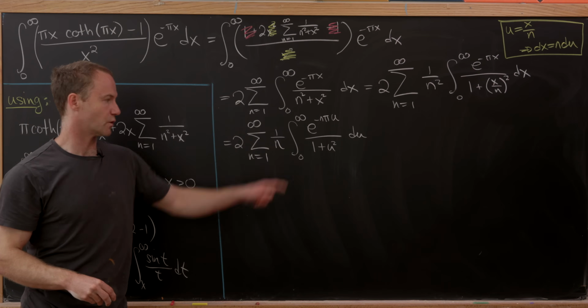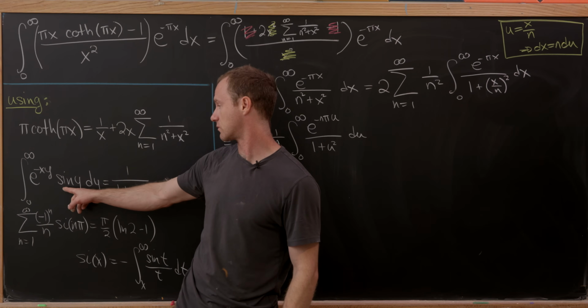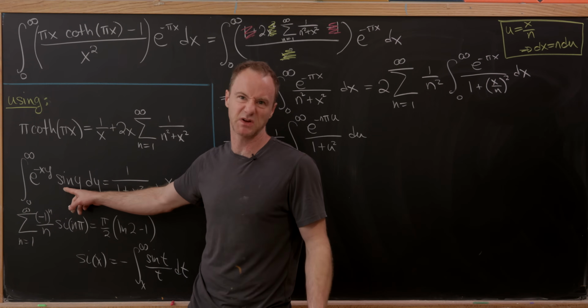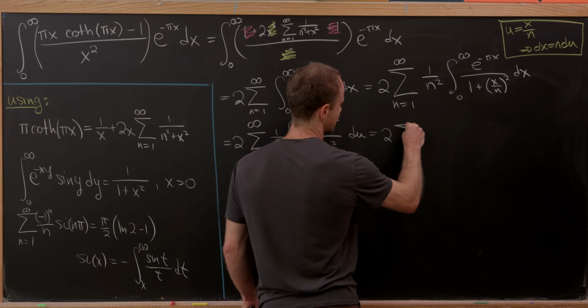And now we'll take this 1 over 1 plus u squared and rewrite it as this integral right here. So that's kind of the main trick at this stage. So I'll bring a bunch of stuff just across.